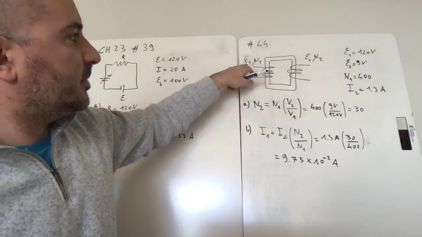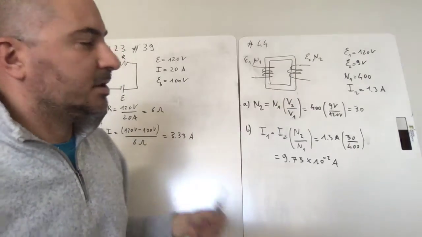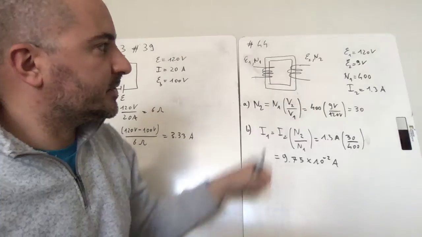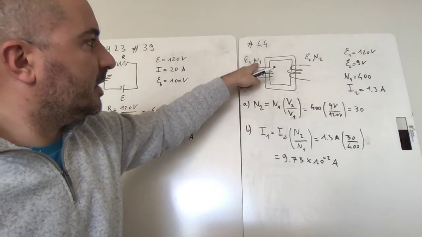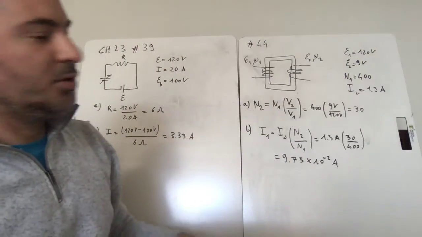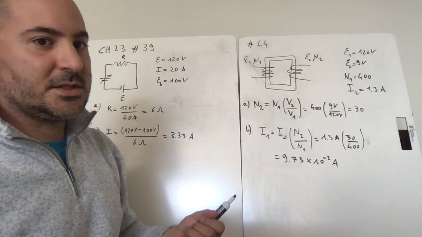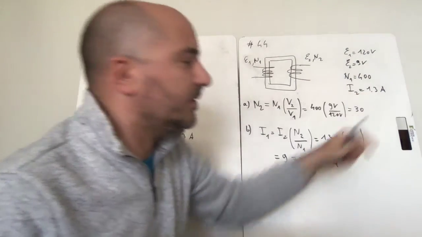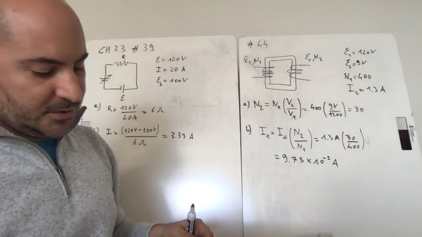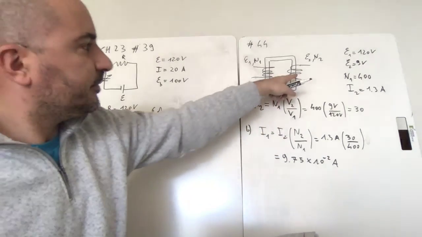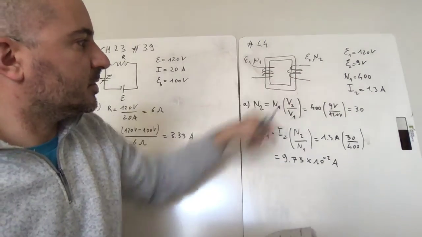We know that epsilon 1, the voltage that comes into your transformer, is 120 volts. We know that the number of turns in the first coil, the primary, is 400. And we know that your video game system requires a current I2 of 1.3 amps. So the first question is, how many turns are in its secondary coil in this configuration?